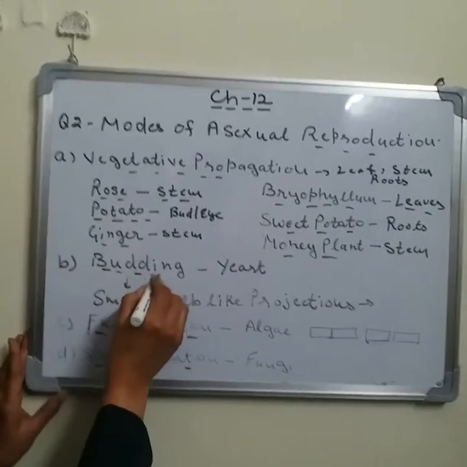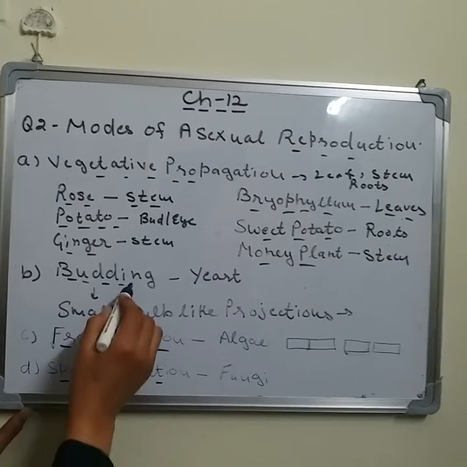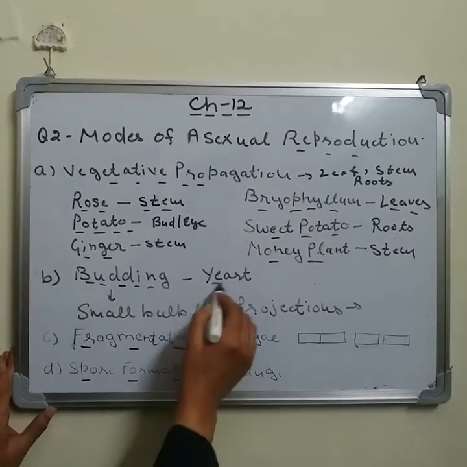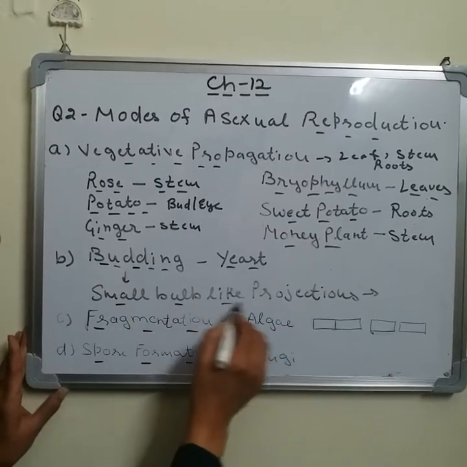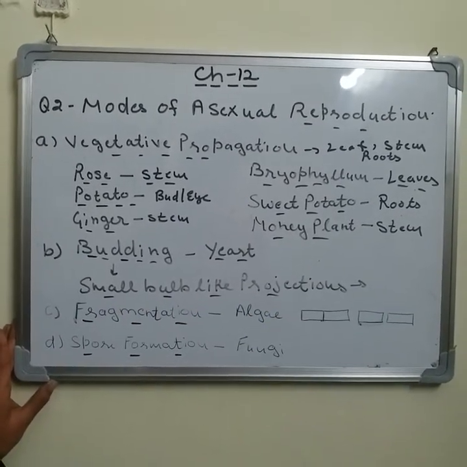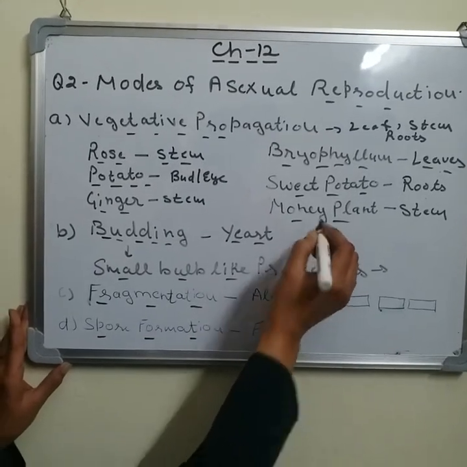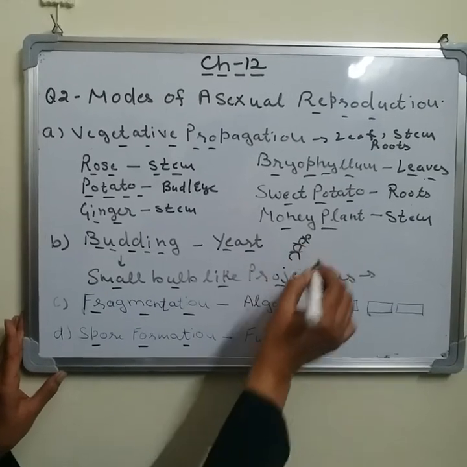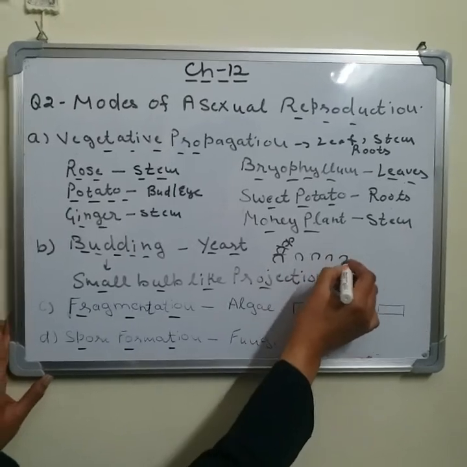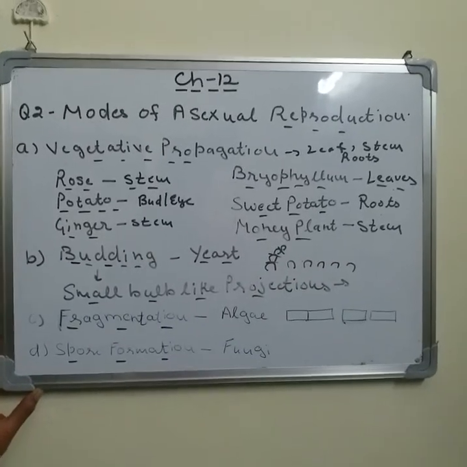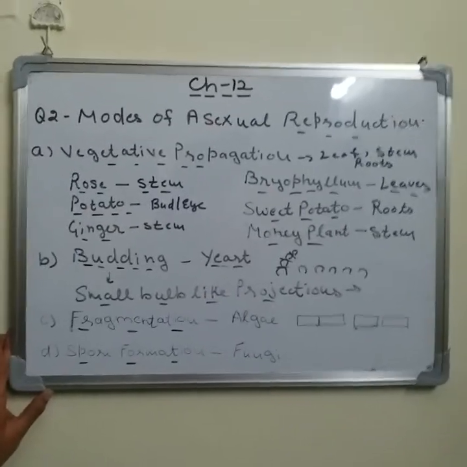Now, the next way of asexual reproduction is budding, just like in yeast. But what are buds? Buds are small bulb-like projections. These projections grow up and get detached from their parent body, and each projection gives rise to a new organism. So in that way it does the process of multiplication.